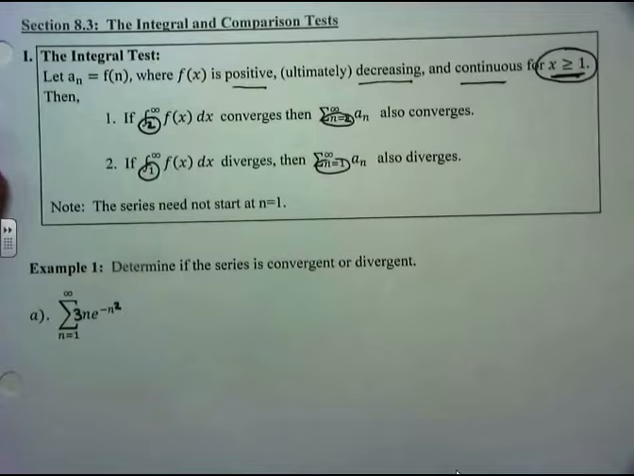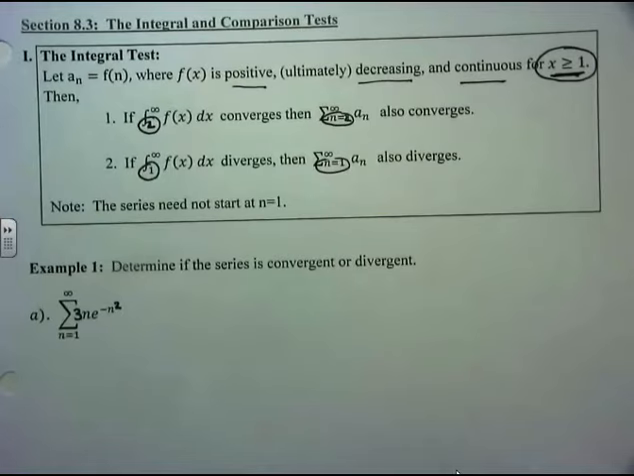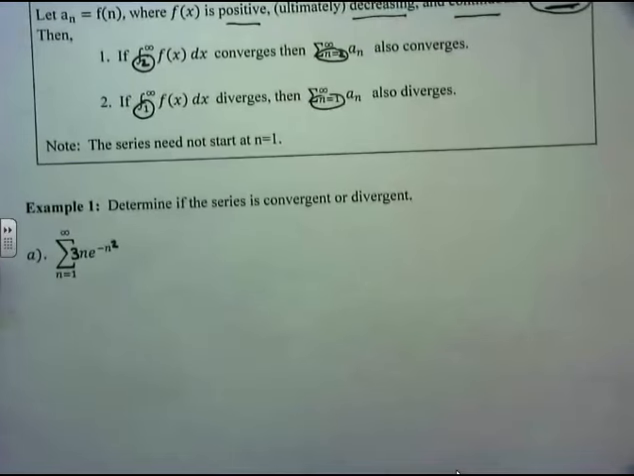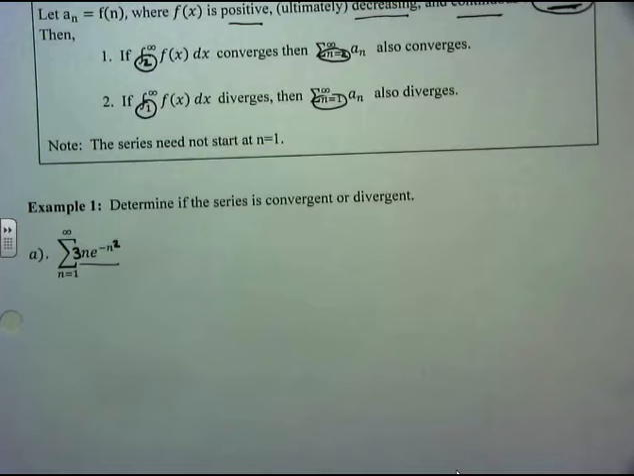Our first example says to determine if the series is convergent or divergent. I have a series going from 1 to infinity of 3n e to the negative n squared. If I'm interested in using the integral test on this series, in order to use it, there are three things that I need to check.